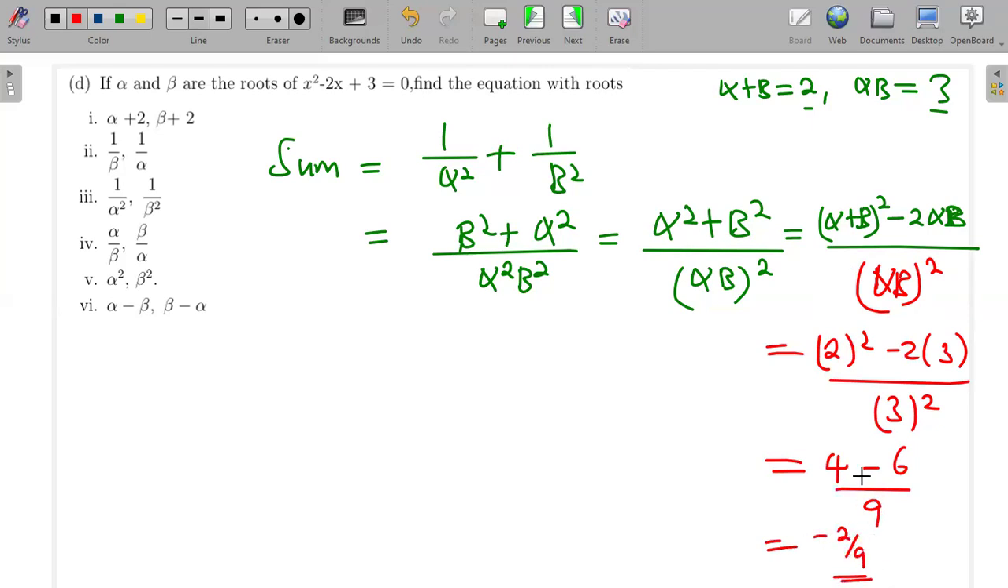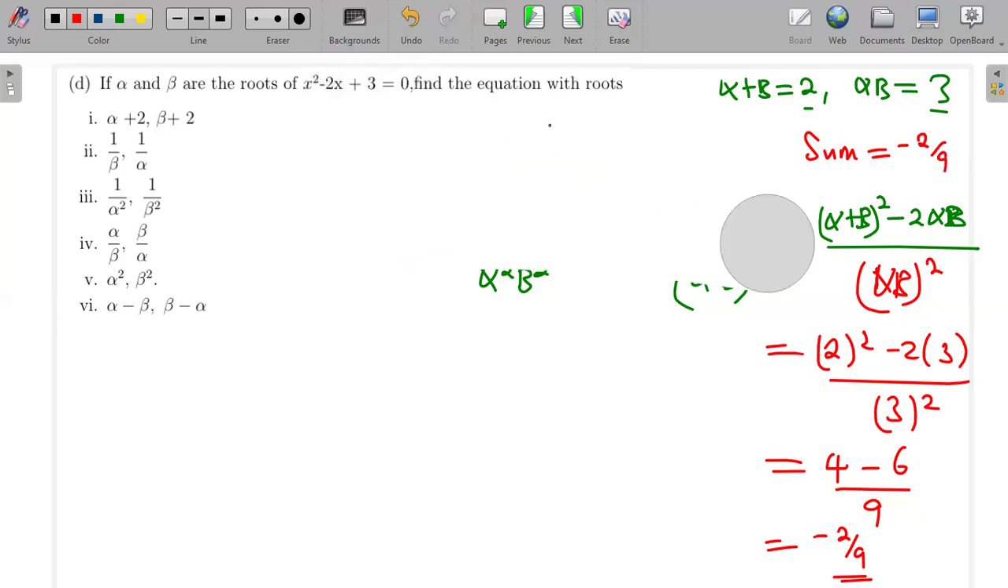Simply meaning that my sum is minus 2 over 9. So I write here, sum is equal to minus 2 over 9. Okay, let's look at the product.